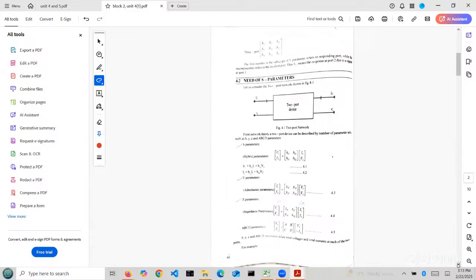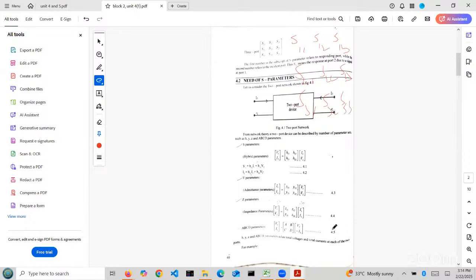Suppose we are using a 3 by 3 matrix, what are the elements in a 3 by 3 matrix? We will get S11, S12, S13. Next, S21, S22, S23. Again, the third row is S31, S32, S33. So this is a 3 by 3 matrix. I am just writing beside it: S11, S12, S13, similarly S21, S22, S23, and S31, S32, S33. Like this we represent a 3 by 3 matrix.